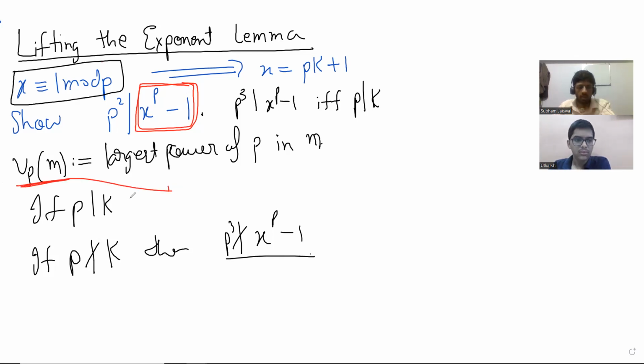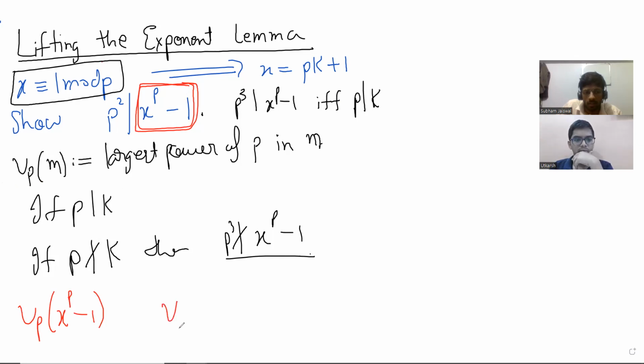The power of p that divides x to the p minus 1 seems to depend on the power of p that divides x minus 1. And obviously there is this p here, so it depends on that as well.